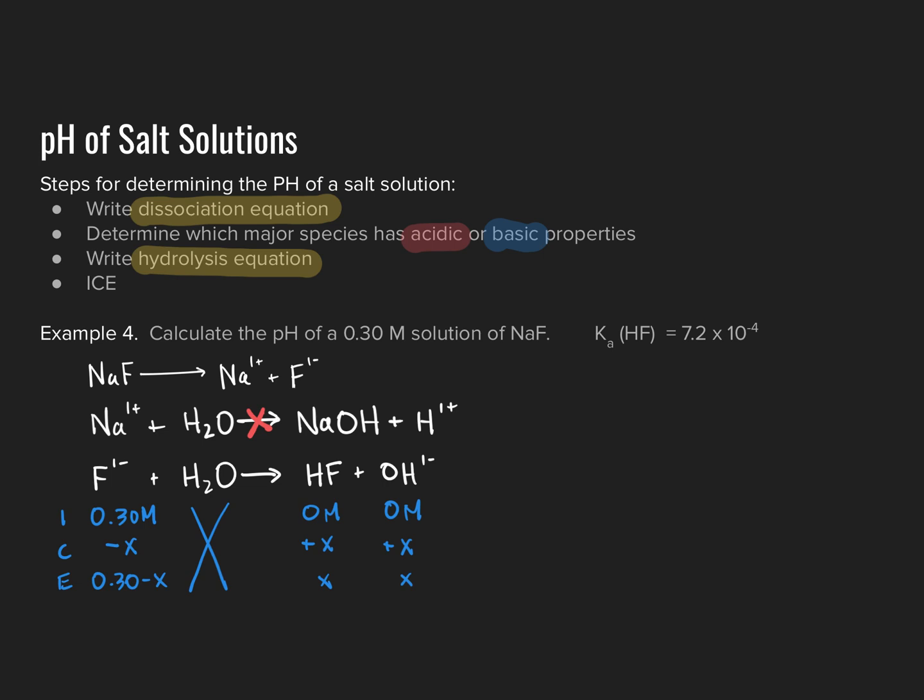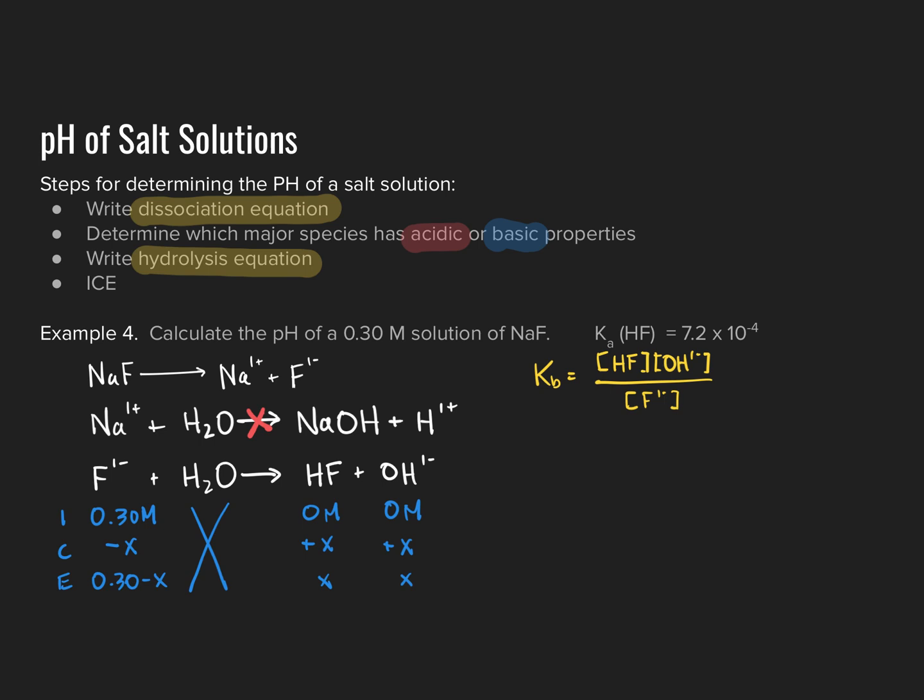This is going to be now a Kb, as the fluoride ion is acting as a base. Products over reactants gives me the concentration of HF times the concentration of OH negative divided by the concentration of the fluoride ion, F negative. Now, unfortunately, I was not given a Kb for the fluoride ion. Instead, I was given the Ka of hydrofluoric acid. So a real quick manipulation here will allow me to solve for the Kb of the fluoride ion, that being the conjugate base of hydrofluoric acid.